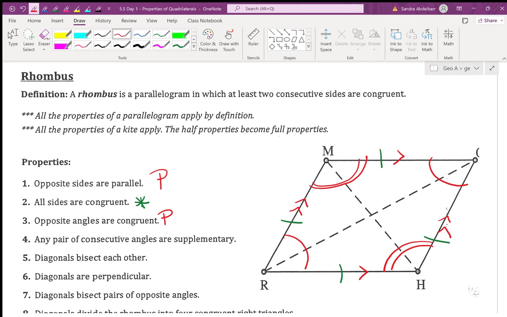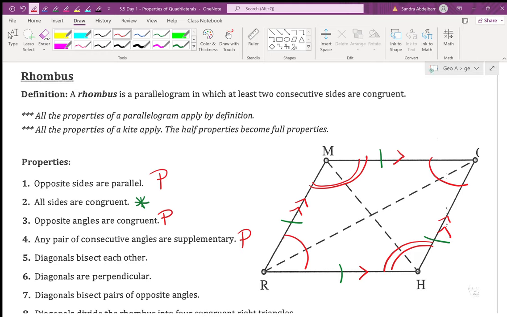Any pair of consecutive angles are supplements. Parallelogram or new extra special feature? Looking for some new participants here. Any pair of consecutive angles are supplements. Parallelogram or new extra special feature? So, parallelogram.